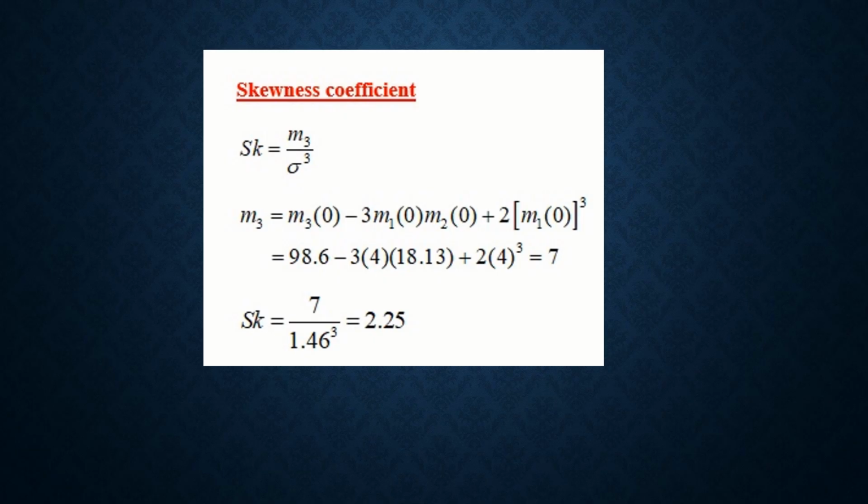The skewness coefficient Sk equals M3 over sigma cube. M3, the third moment about mean, the rule is the third moment about 0 minus 3 times first moment about 0 times second moment about 0 plus 2 times first moment about 0 power 3. Substitute the values of M3 of 0, M1 of 0, M2 of 0, and so on. We can find M3, the third moment about mean, equal to 7. So the skewness coefficient equals M3 about mean, 7, divided by sigma, the standard deviation, power cube, 1.46 cubed, that's equal to 2.20.